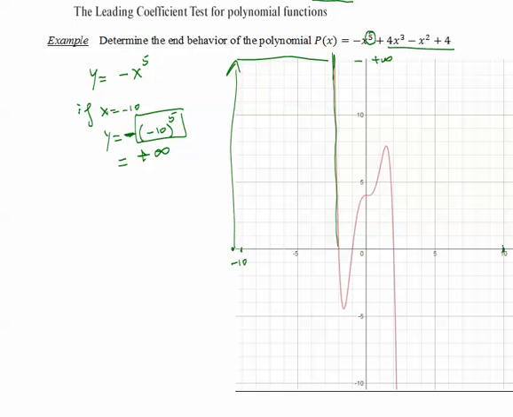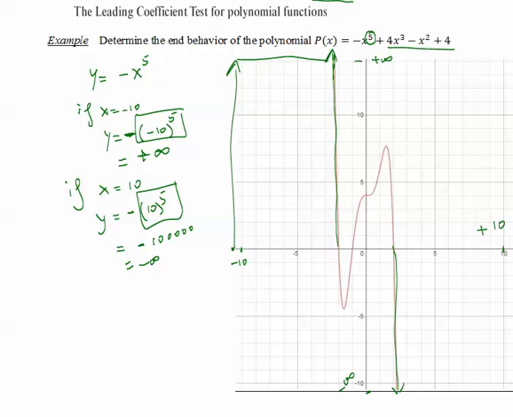And when x is positive 10, for example, if x equals 10, then the behavior of the function would follow the behavior of just negative x to the fifth, so 10 to the fifth. Again, 10 to the fifth is some positive number with many zeros, 2, 3, 4, 5. And then with the negative up front, this is going closer to negative infinity. So that's why the y value is going toward negative infinity.